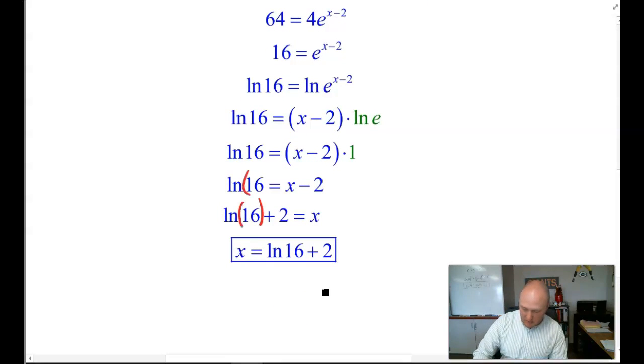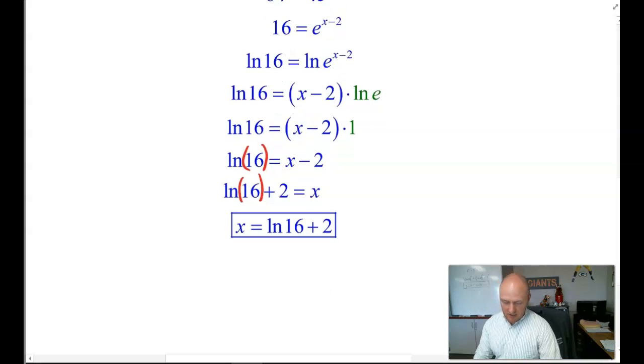Put parentheses around this, and hopefully you notice in my examples I put parentheses around the argument of the 16. You cannot add the 2. If you have natural log of 18, that is not correct. It's just natural log of 16 plus 2 on the outside.